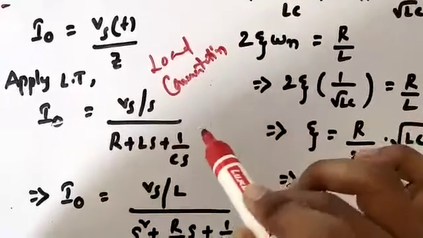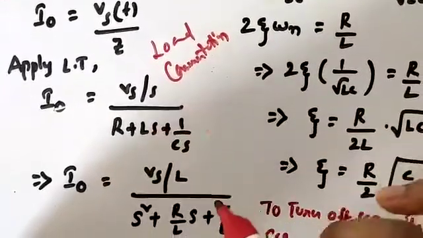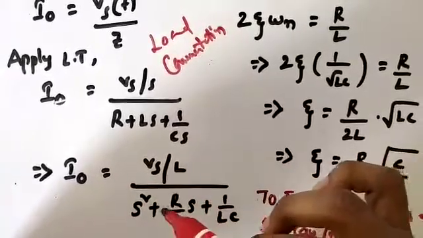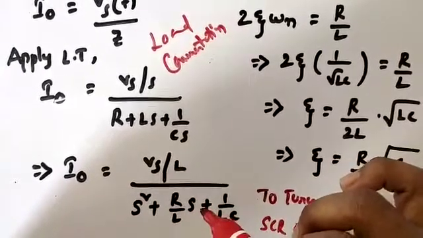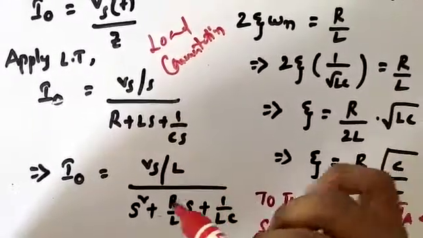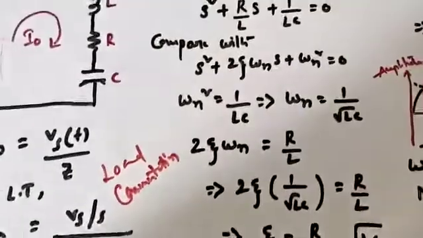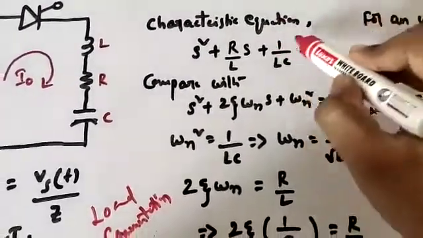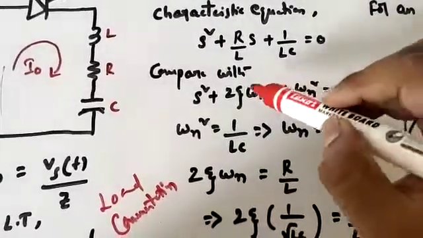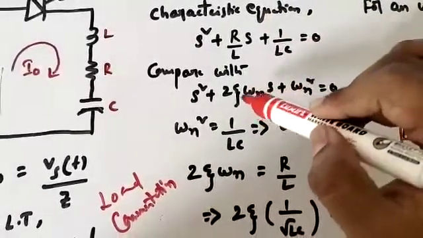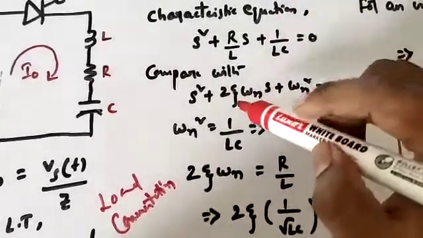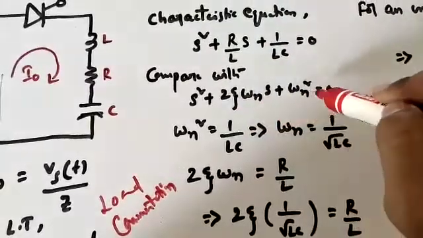If I solve this equation, it can be changed into I naught equal to Vs by L by s square plus R by L into s plus 1 by LC. If you clearly observe, this represents the characteristic equation, which I have written over here: s square plus Rs by L plus 1 by LC equal to 0. Compare it with the standard second order characteristic equation that we have studied in control systems, s square plus 2 zeta omega n s plus omega n square equal to 0.